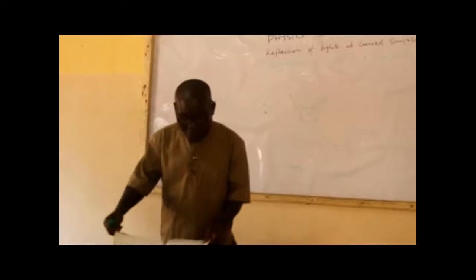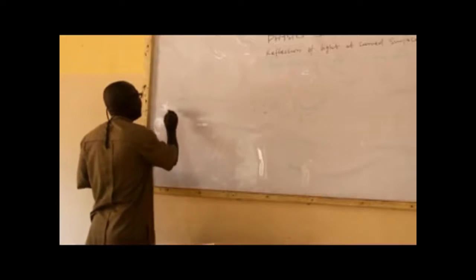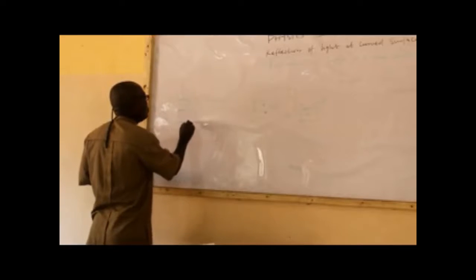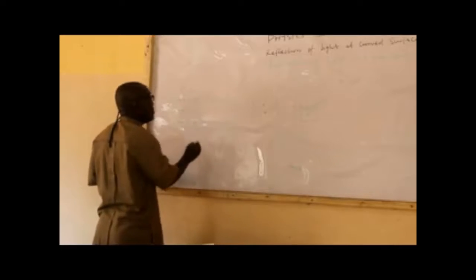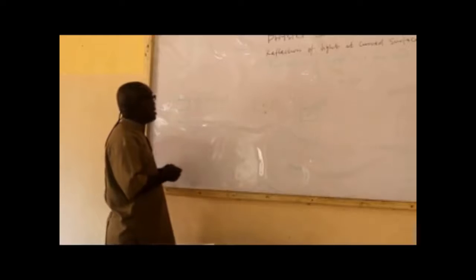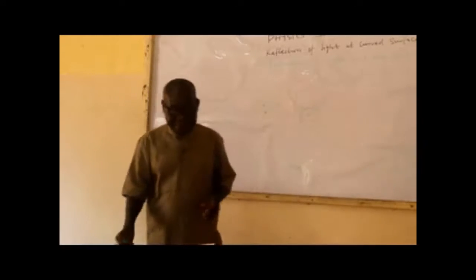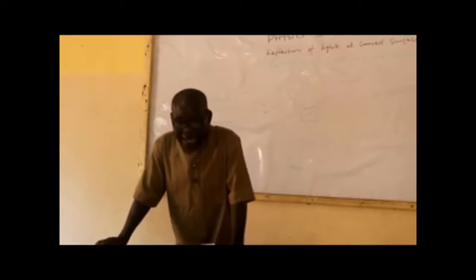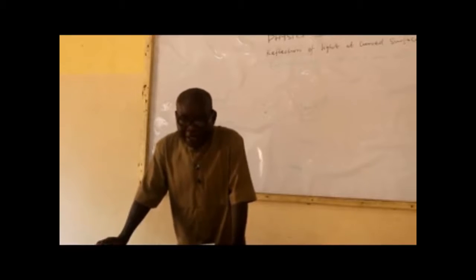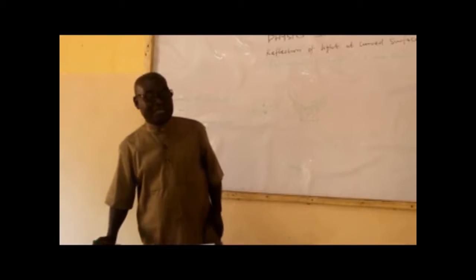The second law is called law 2, or Snell's law. Snell is a human being. Snell's law says that the ratio of the sine of the angle of incidence to the sine of the angle of refraction is a constant known as the refractive index.